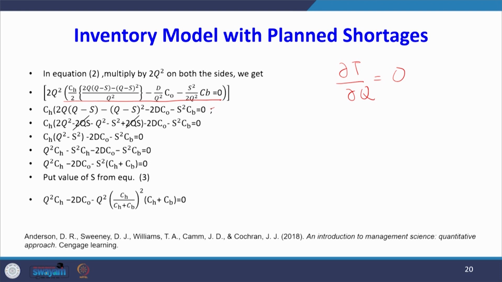Already we know the expression for S. What is the expression for S? S star equals q C h divided by C h plus C b. When you substitute this S star value in our equation, instead of S square we substitute the value of this S square. So, it will become q square C h divided by C h plus C b, whole square. So, S square we are replacing by this one. Then C h plus C b is there, equal to 0.